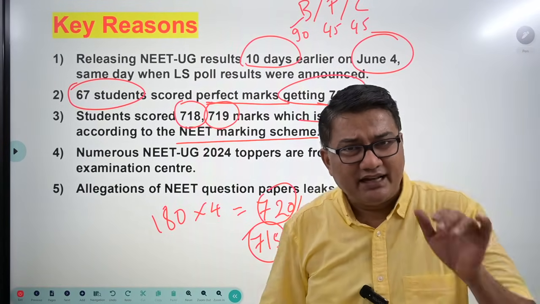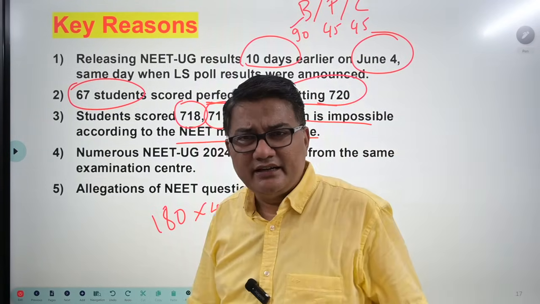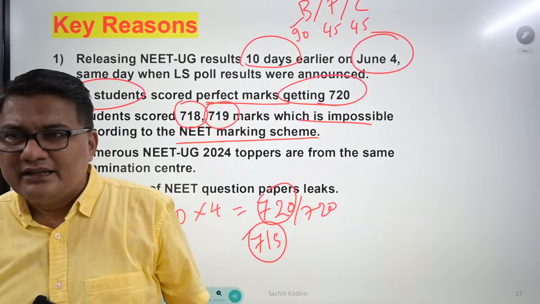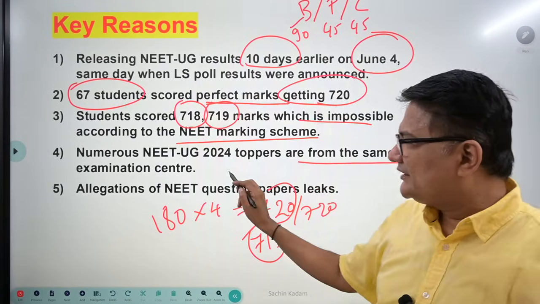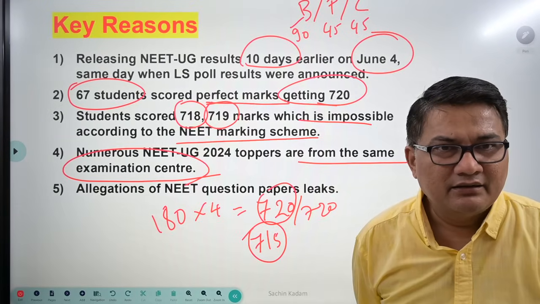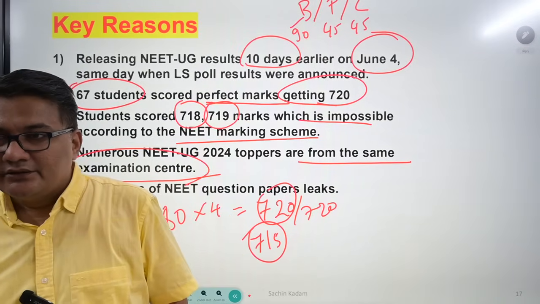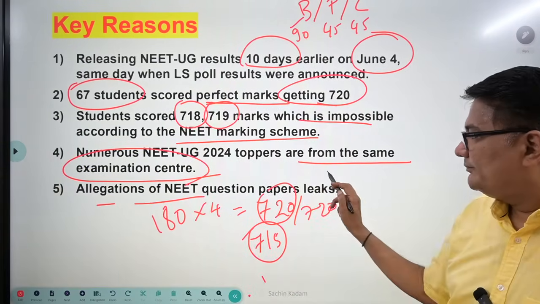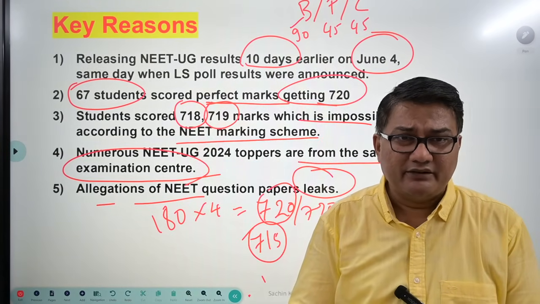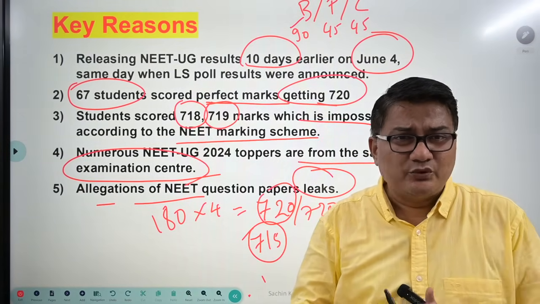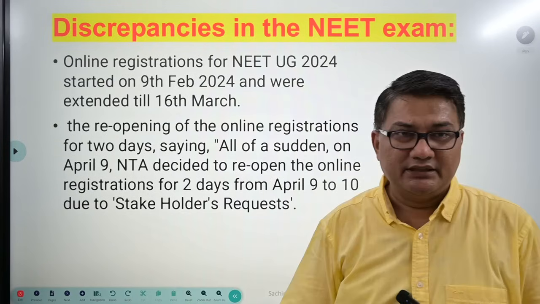But how is it possible, as per the NEET rule, that 2 students got 718 and 719, which is not at all possible. And they say that there are many toppers, NEET UG 2024 toppers, from the same examination center. How is it possible that toppers are there from the same center? And not only this, there were certain allegations of paper leaks from Bihar. Now these are the allegations, but don't you think few allegations have a little bit of substance also? That itself means, don't you think it should have been investigated in depth? And that is the reason students decided to agitate.